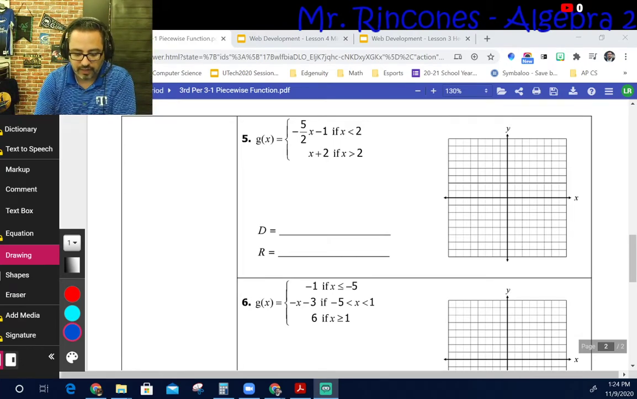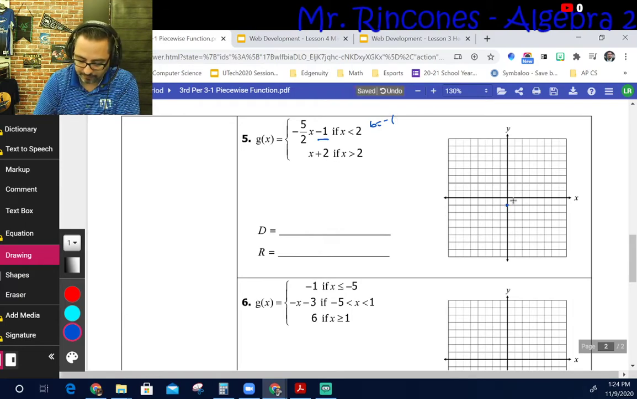All right, so first off, we have negative 5 over 2 x minus 1. So that's giving us our b. b is equal to negative 1. That's our y-intercept. So at negative 1, I'm going to mark it there. The thing with these markings is we may end up erasing some of them because if it doesn't exist in that point. In this situation, negative 1 is definitely less than 2, so we're okay there.